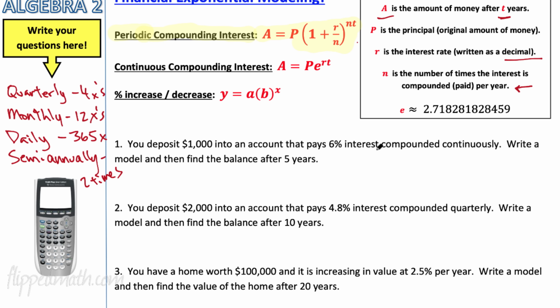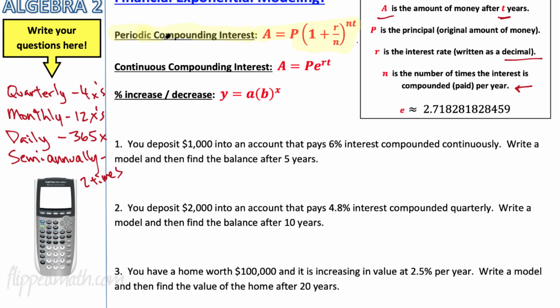The next type of problem is going to involve continuous compounding interest. Continuous means it doesn't stop. Periodic is like we have these breaks in time. I'm going to do it 4 times per year, so you wait 3 months, you do it another time, you wait 3. Continuous is if you're doing it instantaneously at every single second. We're going to talk about that later on in this lesson.